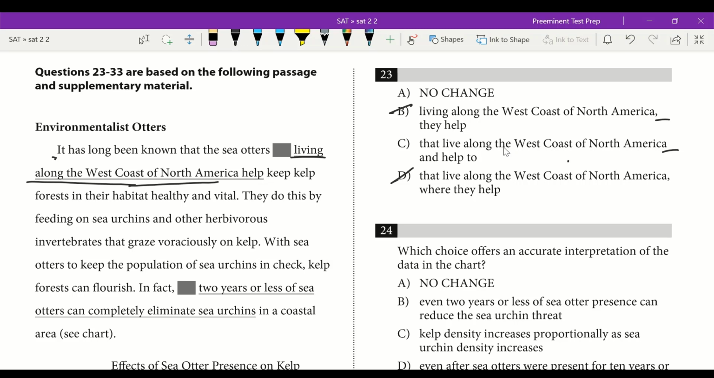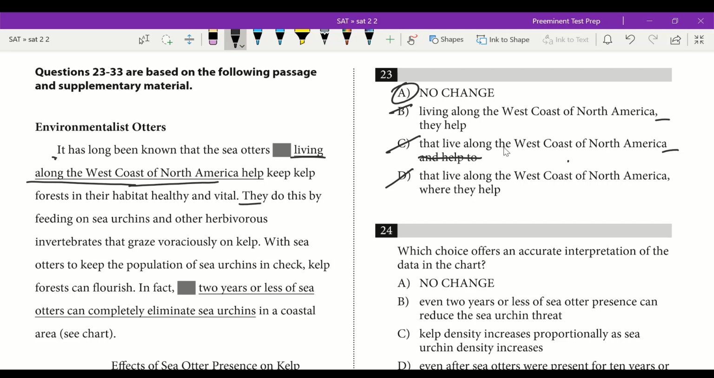Well, looking at C, we have and help to versus help keep kelp, right? So we'll go ahead and just read it, see which one sounds correct, and then we'll go from there and look at grammar. It has been long known that the sea otters living along the west coast of North America and help to keep. No, that's unnecessary. We don't need and help to keep. It's just help to keep, right? We don't want to be using excess words. We want to be efficient with our words. A is efficient with our words.